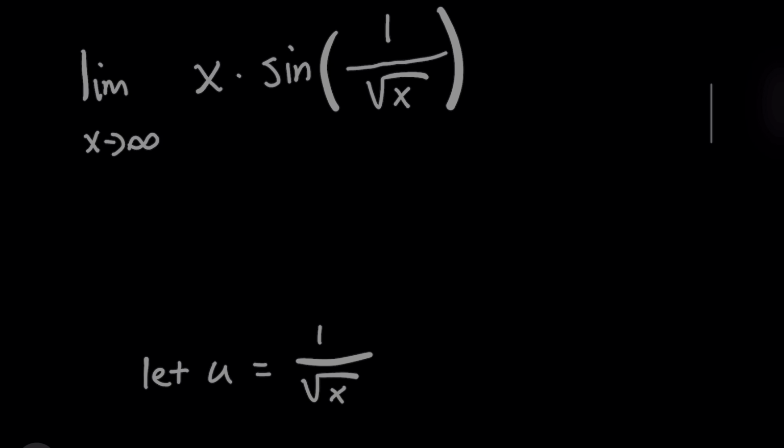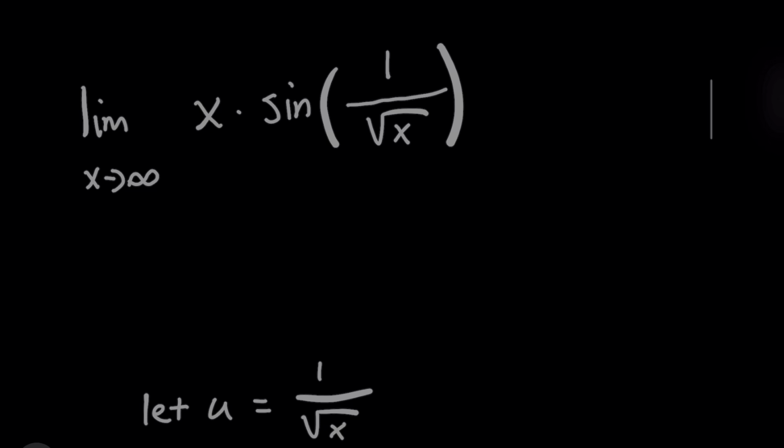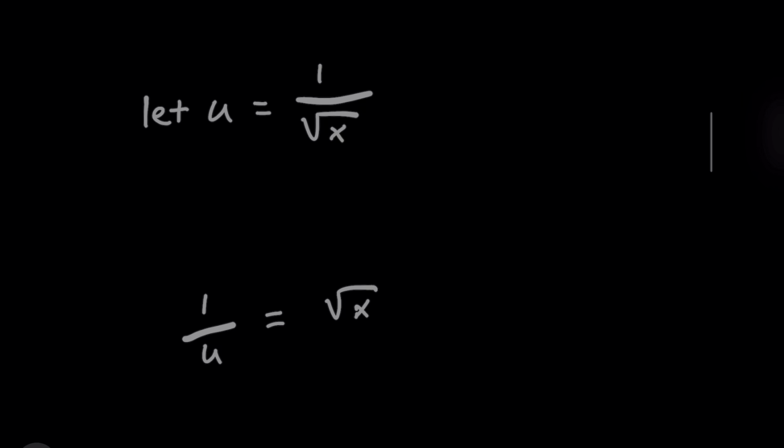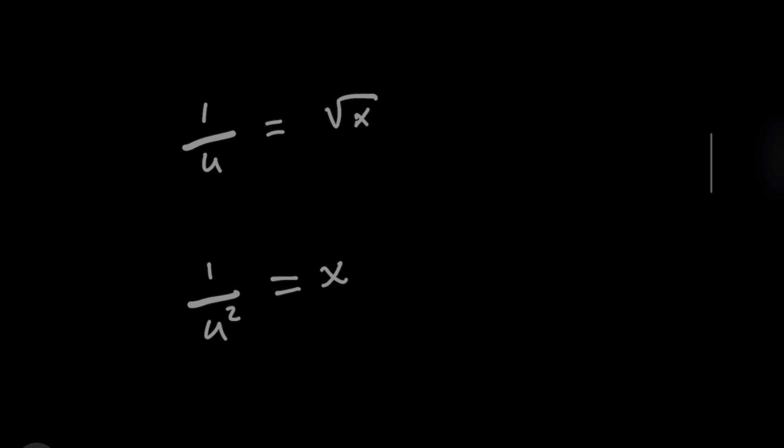And also I have to solve that for x because we need to be able to substitute something in terms of u for this x term that's in the original expression. So by taking the reciprocal of both sides for this substitution, we'll find that 1 over u equals the square root of x. And then by squaring both sides, we find that x equals 1 over u squared.